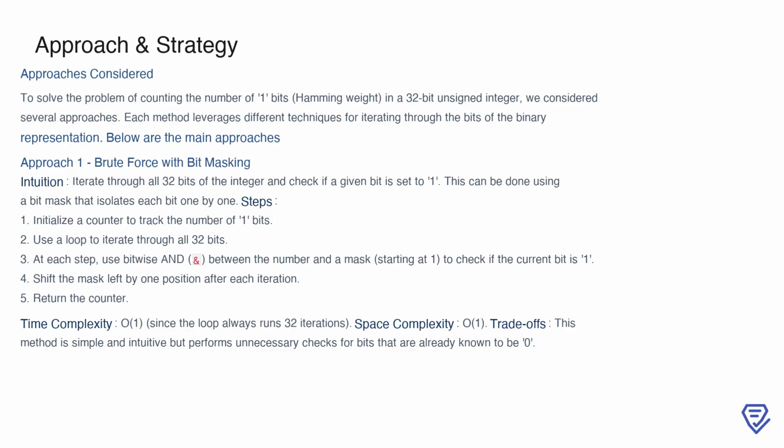This is achieved by using a bitwise AND operation between the number and a mask that isolates a single bit. For example, starting with a mask of 1, we can check if the least significant bit is 1. After each check, we shift the mask to the left to examine the next bit. By iterating through all 32 bits and counting how many times we find a 1, we can determine the Hamming weight. While this method is simple and ensures all bits are checked, it performs unnecessary work when encountering 0 bits, making it less efficient for sparse numbers where most bits are 0.